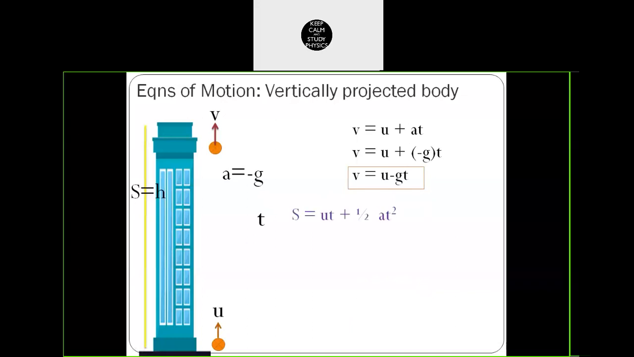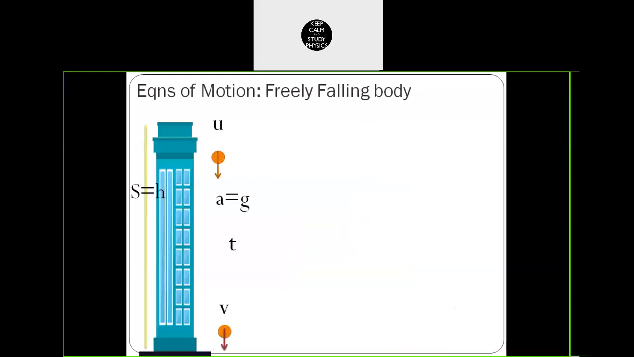We consider the next equation: s equals ut plus half at squared. Here, s means displacement, and it becomes h. It becomes height now, vertical displacement. ut remains the same. Again, a becomes minus g, so minus half gt squared. So the equation becomes h equals ut minus half gt squared. You need not mug up all these equations. Just remember the concept using which we are modifying these equations, so that you can modify them at any time. Similarly, the final equation can also be modified.